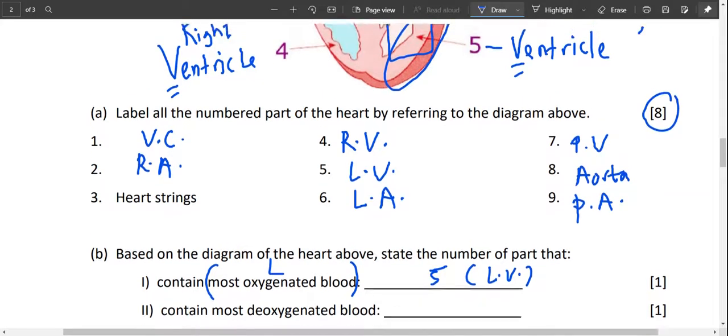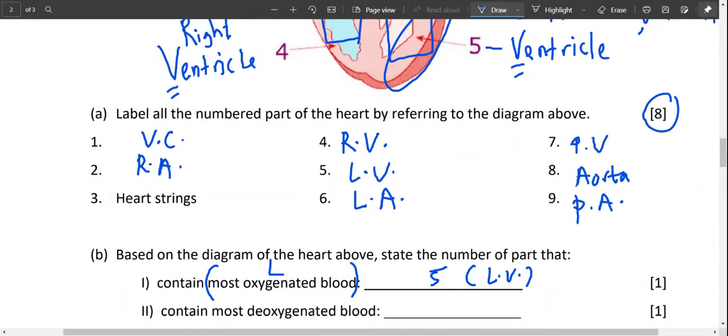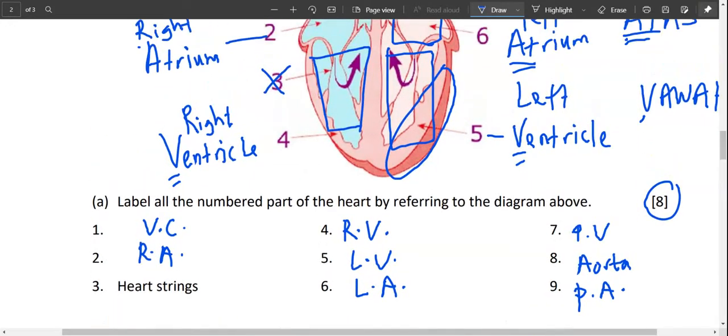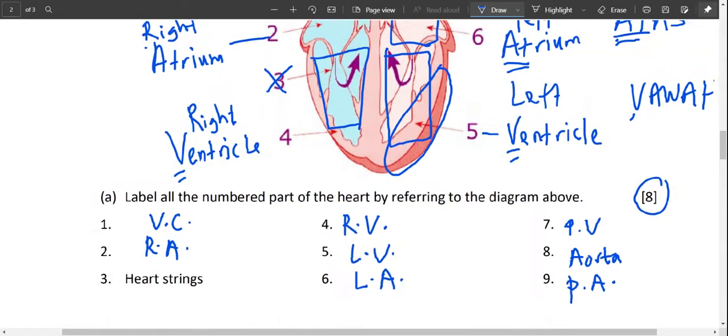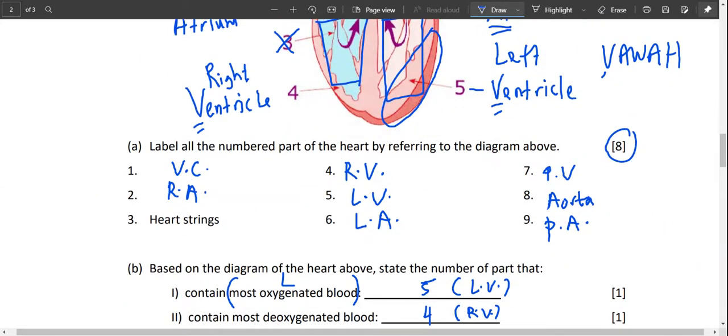for the left ventricle. And most deoxygenated, also look at the space here. It has the most space there, therefore it is number 4. Number 4, yes, number 4 or the right ventricle. That's why I said this one is critical thinking, because you have to look at the diagram, understand the space inside your heart to get the answer for that one. So most deoxygenated on the right side.